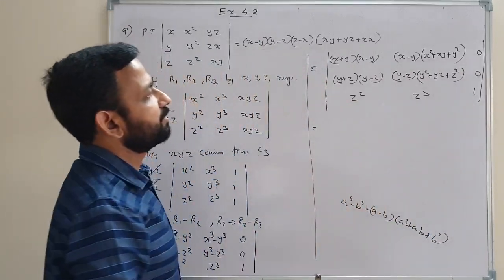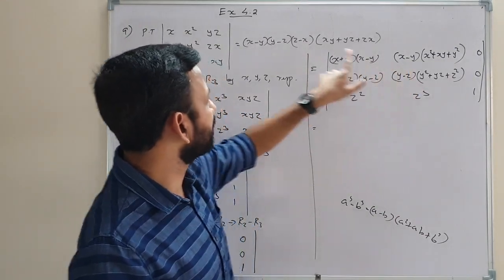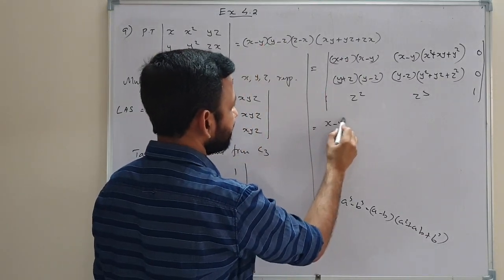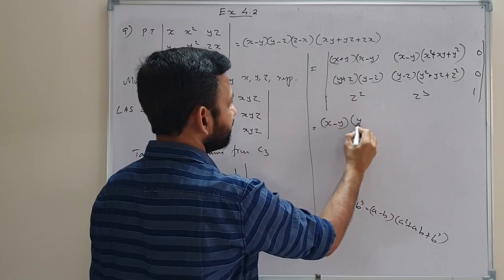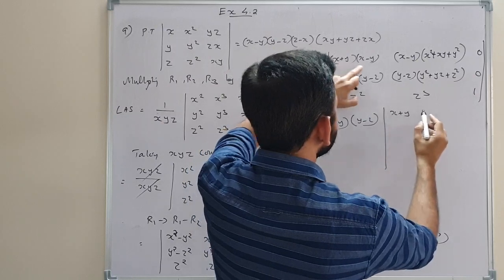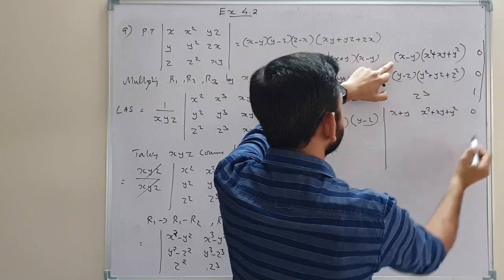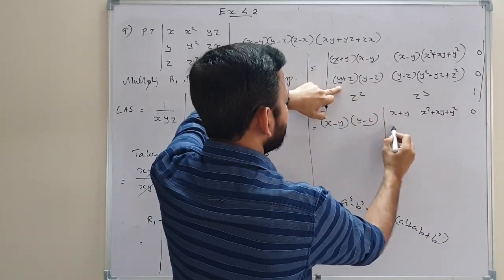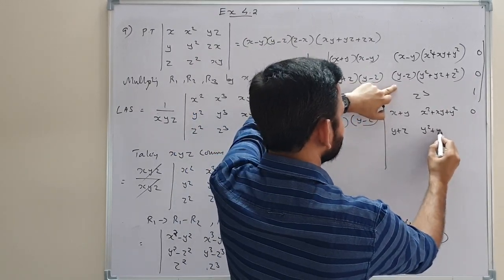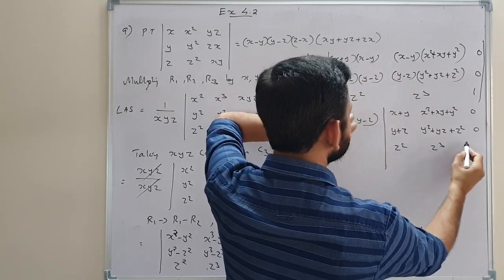We can take x minus y common from the first row and y minus z common from the second row. So x minus y and y minus z come outside, and here the rows will be x plus y, x square plus xy plus y square, 0; then y plus z, y square plus yz plus z square, 0; then z square, z cube, 1.